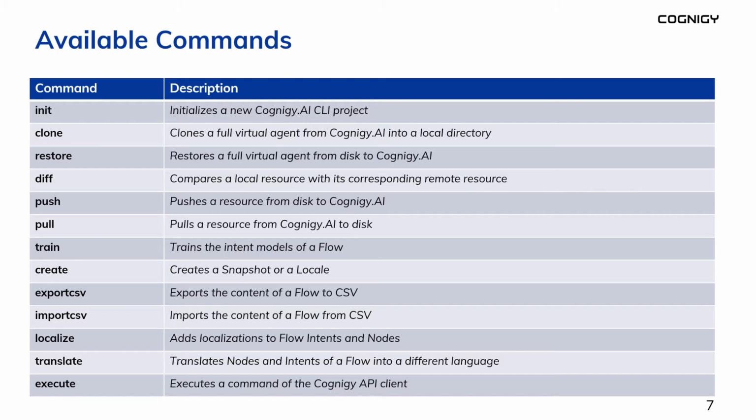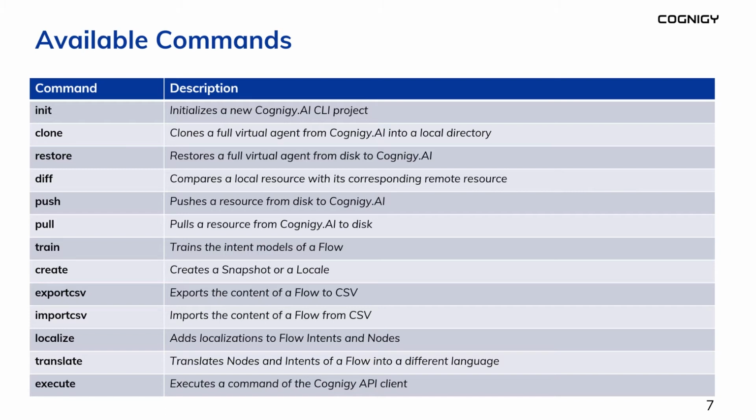We have a diff command, which shows the difference by comparing a local resource with its corresponding remote resource, like what has changed between those two resources. We have a push command, which pushes an individual resource, like one specific flow, from disk to Cognigy AI, and a corresponding pull command, which pulls a resource from Cognigy AI back to disk. The train command trains the intent models of a flow.